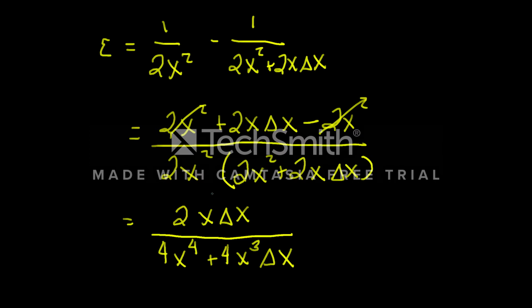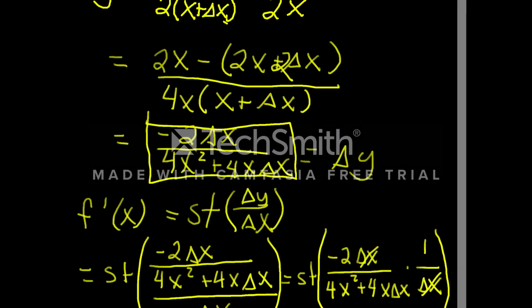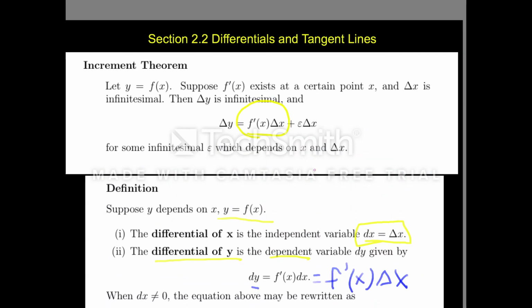And if we wanted to, we could do a little bit more cancellation, right? We've got a 2x here, a 2x in this term, 2x in that term. So if we wanted to, we could simplify and write this as delta x all over 2x cubed plus 2x squared delta x. And that's our epsilon. And we can see that it is truly just dependent on delta x and x. And so epsilon is an infinitesimal, and we've satisfied the increment theorem. And I'll write it out here at the very bottom, but we see that the change in y, we just calculated, is going to be equal to f prime delta x plus epsilon times delta x.